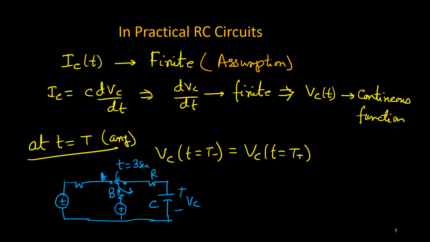Okay, so what will happen? Though this switch is changing from A to B, what was the capacitor voltage at 3 seconds due to this circuit? This source was connected, and for that you will get a certain voltage across the capacitor. So what was the voltage level at 3 seconds? It will continue from that point. It implies that VC at 3 plus should be the same as VC at 3 minus. So you should continue from that point only. There should not be any change in capacitor voltage. Right.